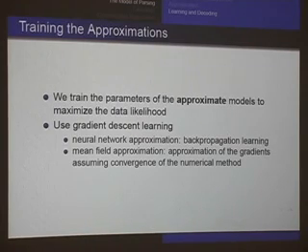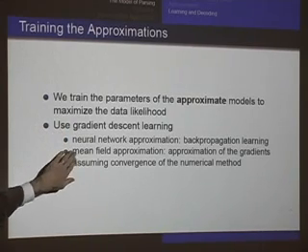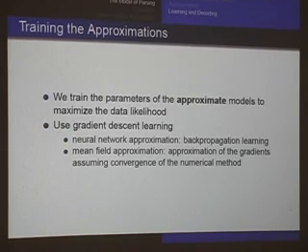So when training the parser, we train the approximate model. Both these approximations define perfectly good probability models, so we just train the approximate model. We don't try to find an abstract model directly. And that training just involves gradient descent, so it's backpropagation for the neural network. And for the mean field, we need to assume convergence of the numerical method and then solve some equations.